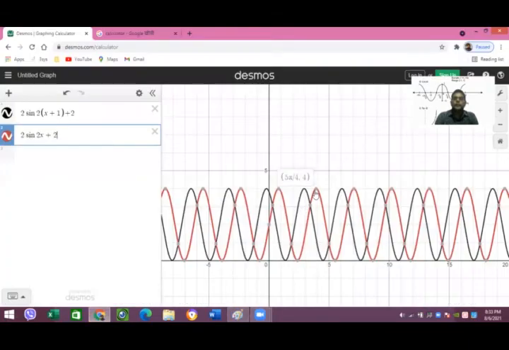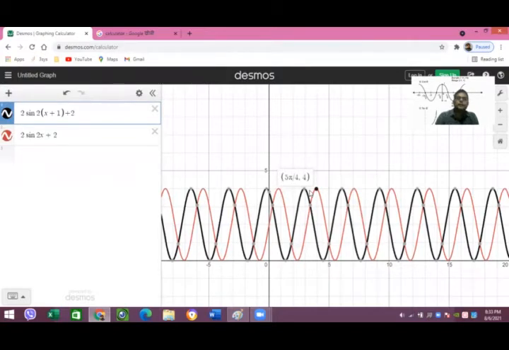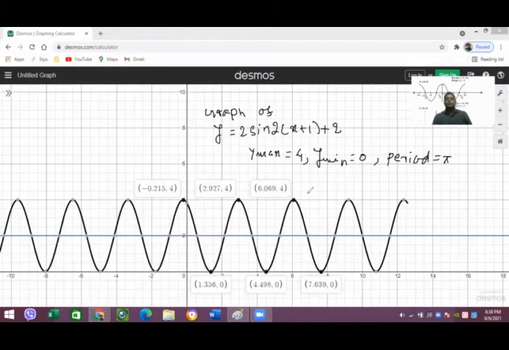If you compare these two values, this is pi by 4. In dark color, this is the original graph, and in the red color, this is the graph of the function 2 sine 2x plus 2. So when we have done plus 1 over here, it has shifted 1 unit to the left. So go to the calculator and check the difference between these two values. So your case of y equal to sine 2x plus 1 plus 2 should look like this.